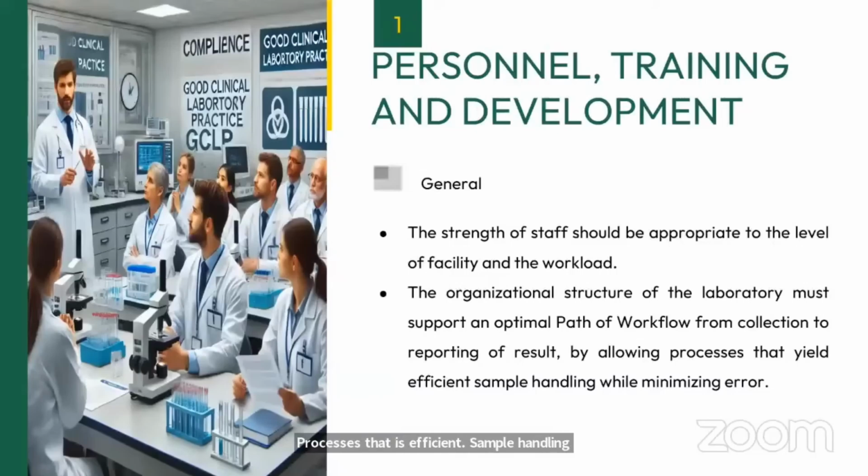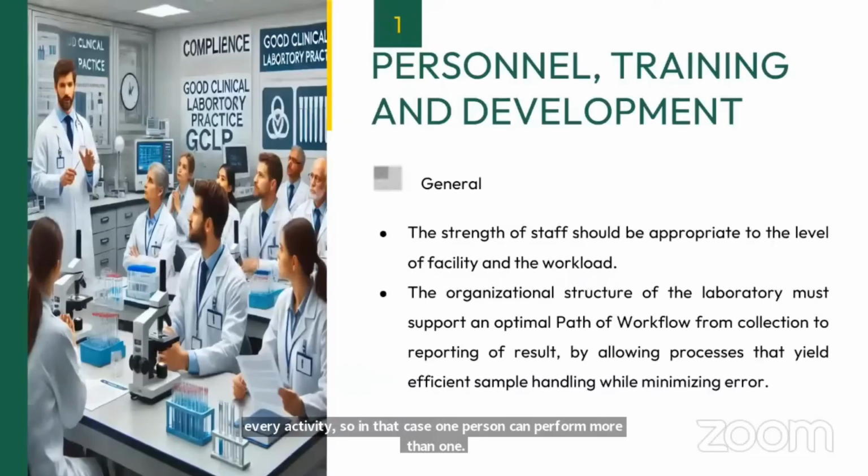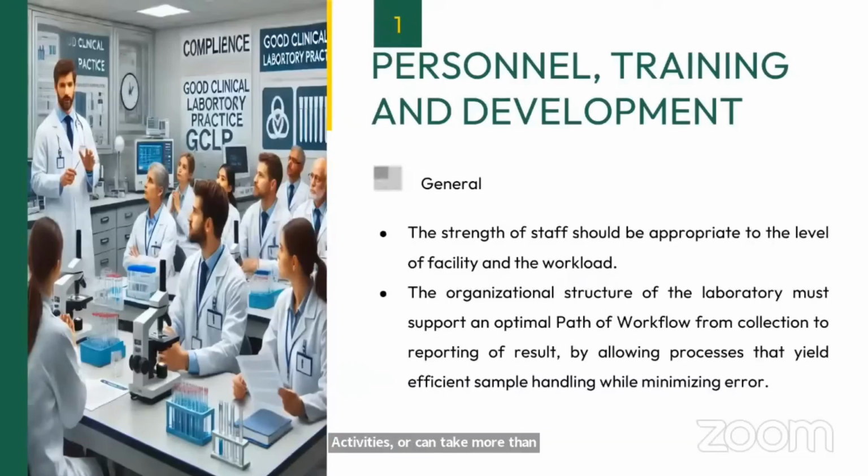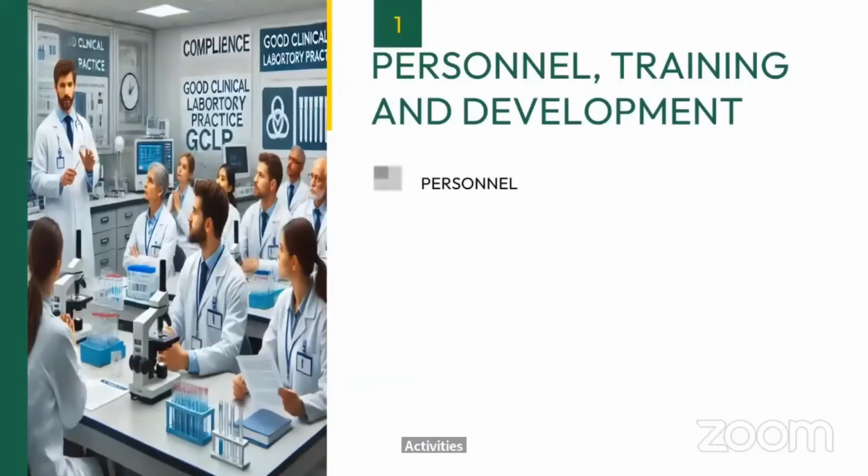So the number of staff or your organizational structure should be designed in such a way that there is an appropriate hierarchy, and an appropriate personnel for each and every activity. Sometimes there are very small labs, so you may not require dedicated personnel for each activity. In that case, one person can perform more than one activity or take more than one responsibility. The resources should be managed in an efficient way so as to minimize the errors.